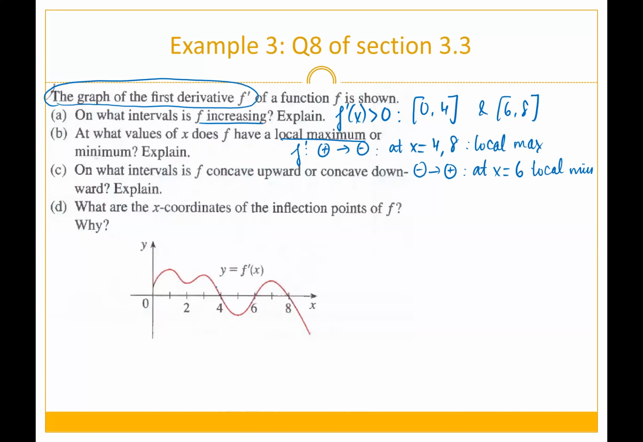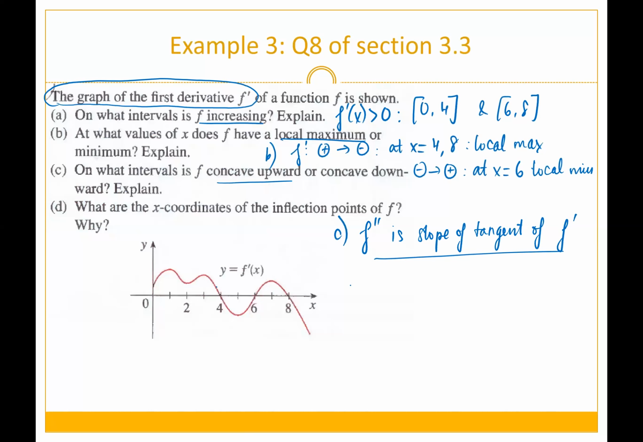Now C: on what interval is f concave upward or concave downward? When you talk about concavity, usually I use f double prime. But the relationship between f double prime and f prime is that the second derivative is the slope of the tangent of f prime, kind of like the same relationship between f prime and f. Because here you're given the graph of f prime, this is the relationship we use.